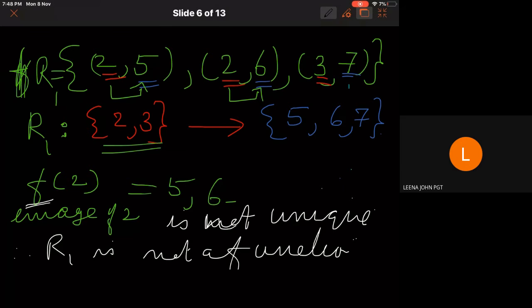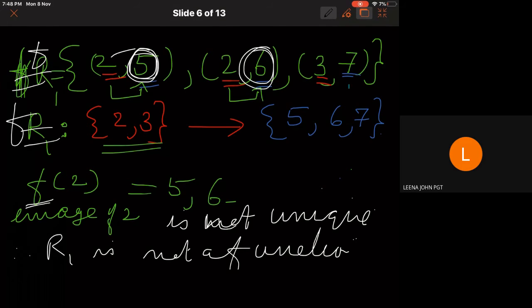So I have used this notation f. You can also call it as f. So these are only notations. F can also be a relation. So f is defined from 2, 3 to 5, 6, 7. But the image of 2 is not unique. The image of 2 here is 5, and the image of 2 here is 6 also. So the relation is not a function because the image of 2 is not unique. One element has more than one image. So like that relation cannot be a function.